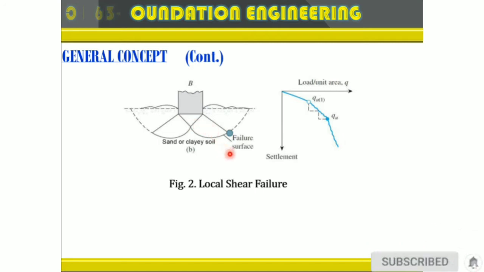The failure surface in the soil here will gradually extend upward. From this point it will gradually extend upward and outward through the soil to the ground surface, and it is represented by this broken or dashed line.